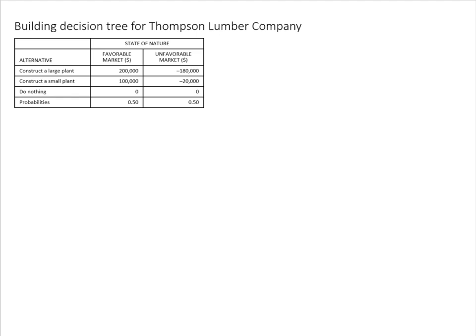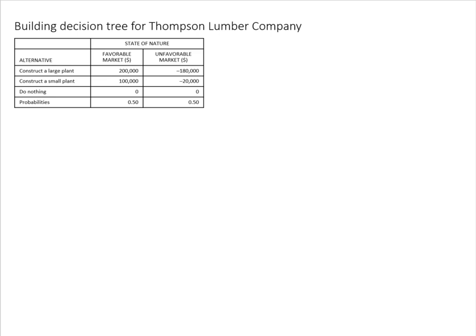This table summarizes the company's net present value from the investment. For example, if it builds a large plant and then the market turns out favorable, then the net present value for the investment will be $200,000. Now let's build a decision tree for this example.